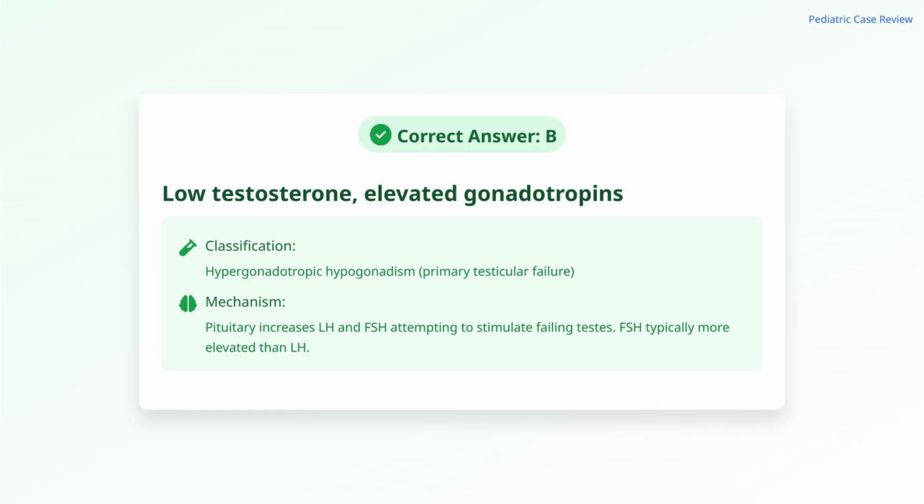The correct answer is B, low testosterone with elevated gonadotropins. Klinefelter syndrome causes hypergonadotropic hypogonadism, classified as primary testicular failure. The failing testes produce insufficient testosterone, prompting the pituitary gland to increase luteinizing hormone and follicle-stimulating hormone secretion in an unsuccessful attempt to stimulate testicular function. Follicle-stimulating hormone typically rises more dramatically than luteinizing hormone. This hormonal pattern distinguishes primary testicular failure from hypothalamic or pituitary causes of hypogonadism.